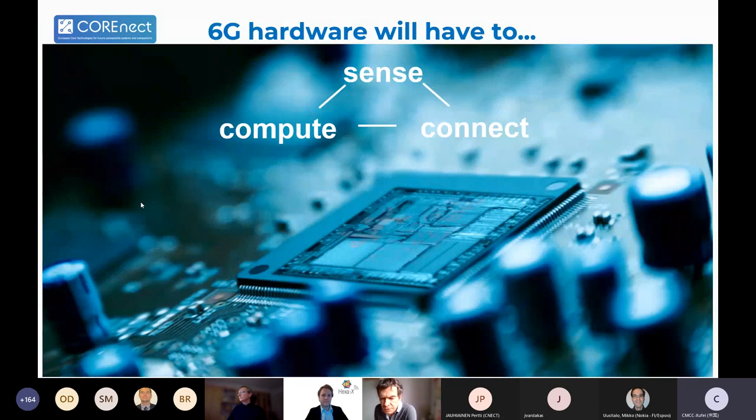Thank you for the introduction. Can you see my screen? Yes, and we can hear you and see you.